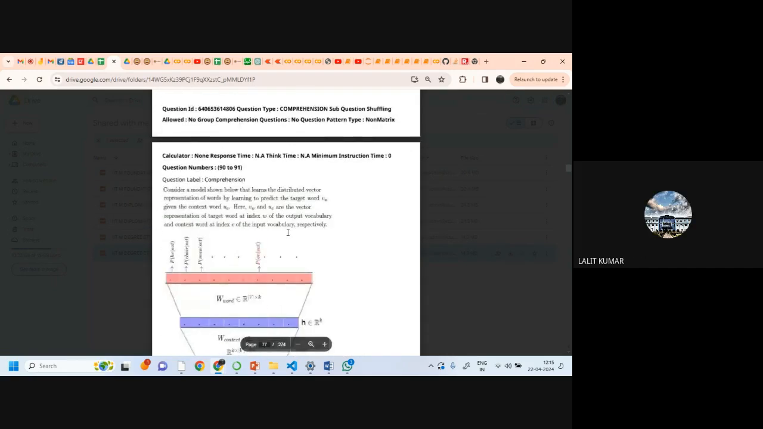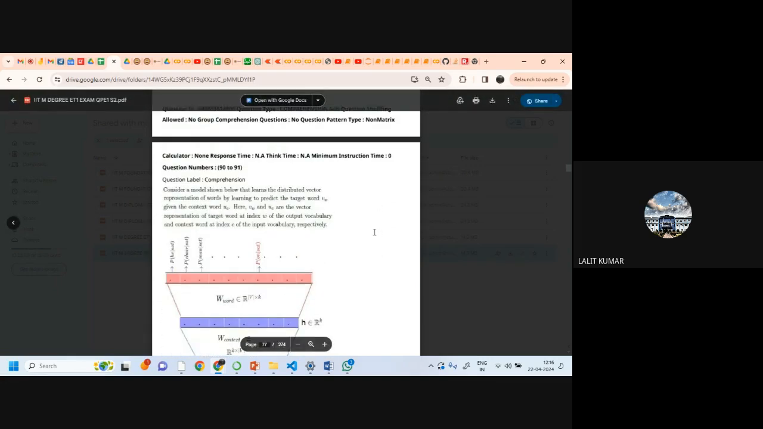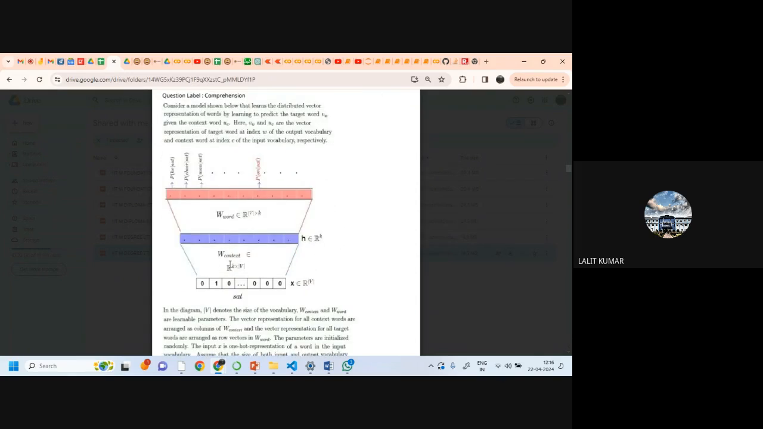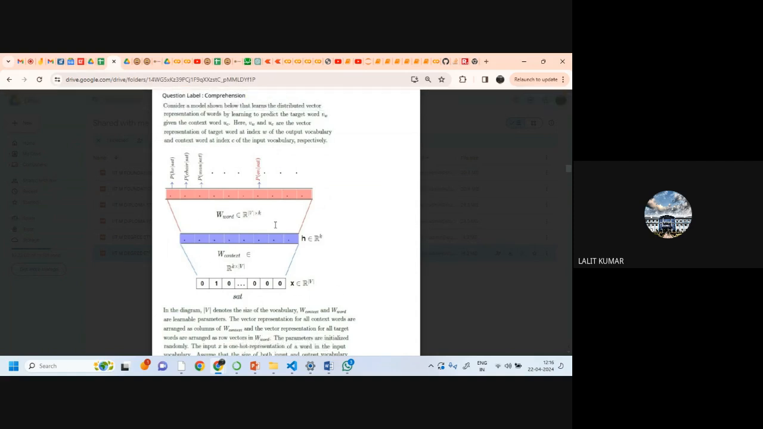Okay, now this question comes again with the understanding of that. So consider a model shown below that learns the distributed vector representation of words by learning to predict the target word given the context word. Okay, ये उल्टा है. इसमें context word दिया गया है and target word है. So this is कौन सा मॉडल हुआ ये हमारा? Continuous bag of words. Yes. And in continuous bag of words also they are giving only one word. So it is like we are giving input one word and जैसे हमारे email या WhatsApp में होता है that second word is coming as a clue what to feed.